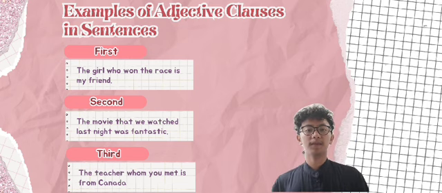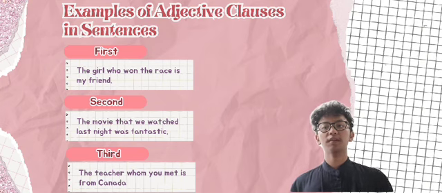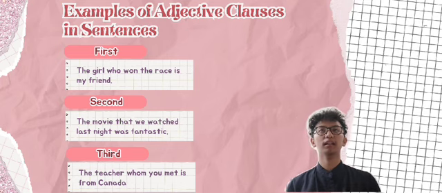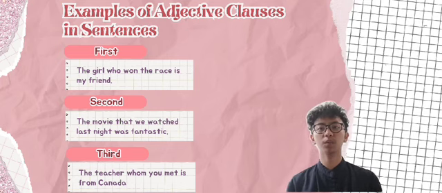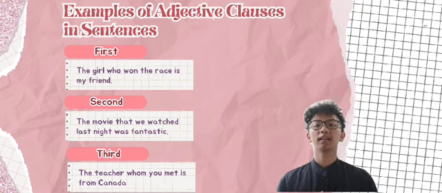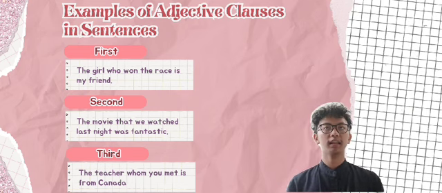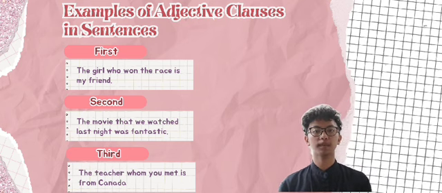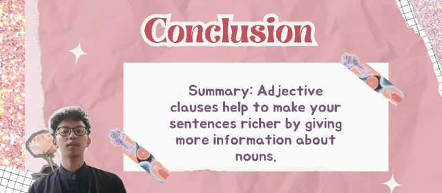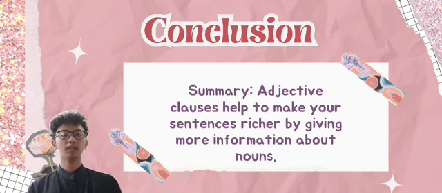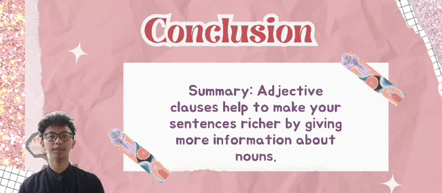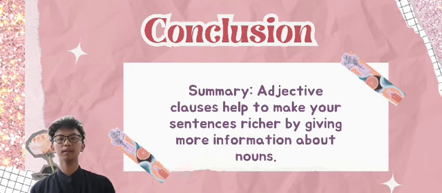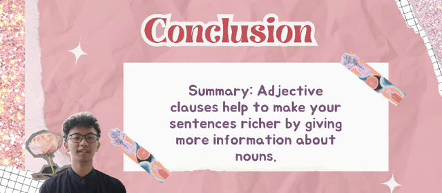So now I'm gonna give you the example of adjective clause in sentence. For example, the girl who won the race is my friend. Or the other example is the movie that we watched last night was fantastic. So, in conclusion, adjective clause can help to make our sentences richer by giving more information about nouns.